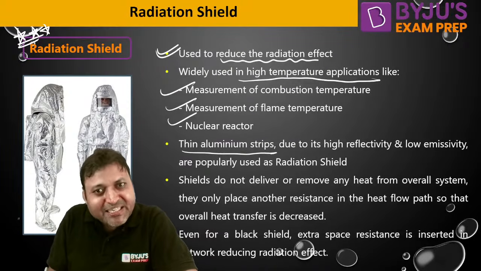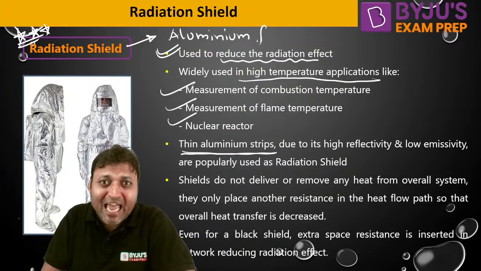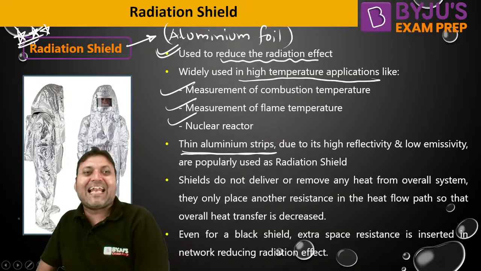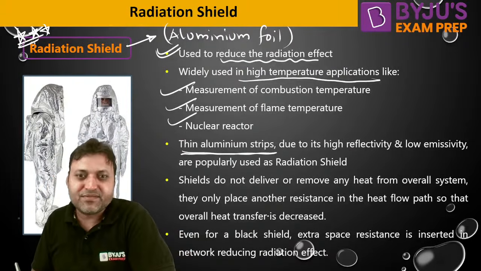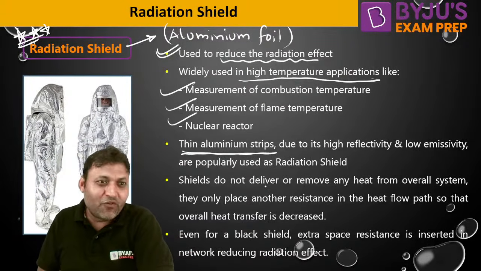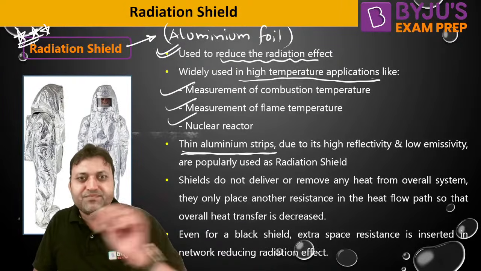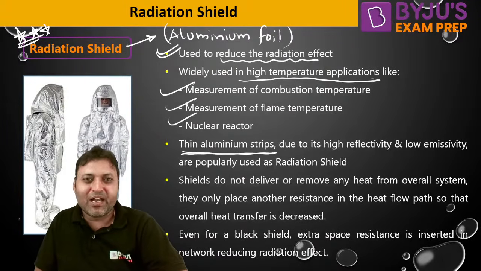What is the perfect radiation shield? Thin aluminum strips, aluminum foil. We generally use aluminum foil. Why do we use aluminum foil? To keep our food warm. It is acting like a radiation shield. It reduces the effect of radiation. That is why the food is kept warmer for a longer duration in aluminum foil.